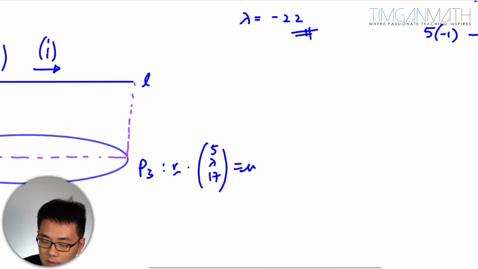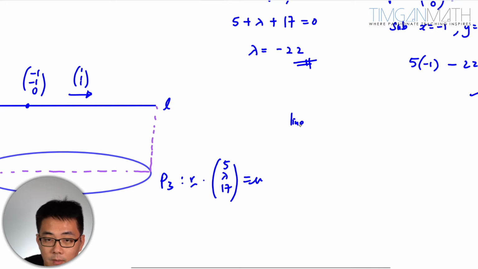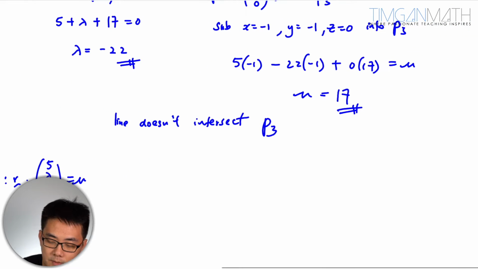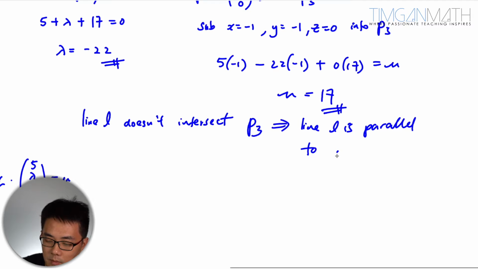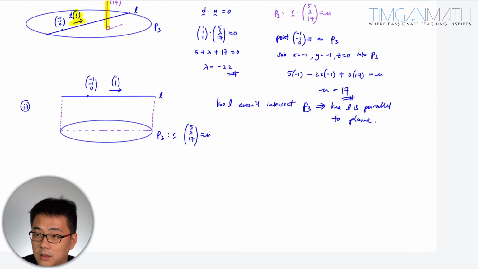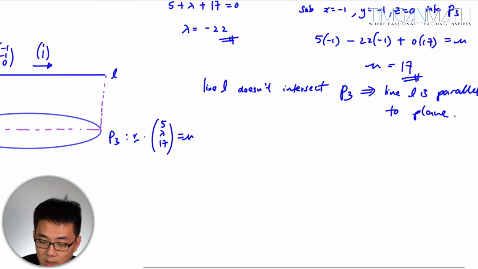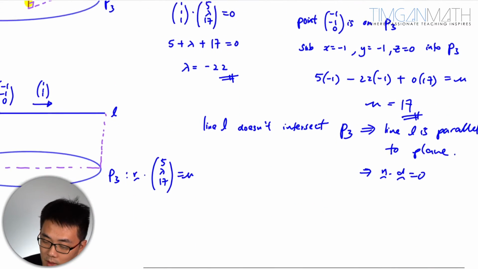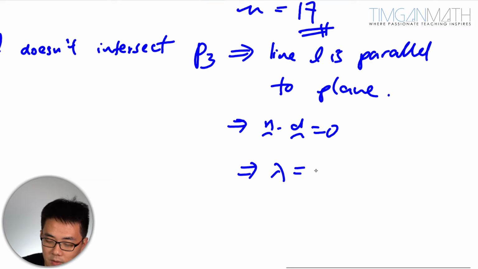And this lambda here is actually just 1, 1, 1. Okay? Now, if the line doesn't intersect the plane, okay, line L, so this will imply that the line is parallel to the plane. Okay, that is what we should be able to deduce. In other words, this one will tell you that actually n dot d is still equal to 0, which if you follow this reasoning, will imply that lambda is equal to -22.